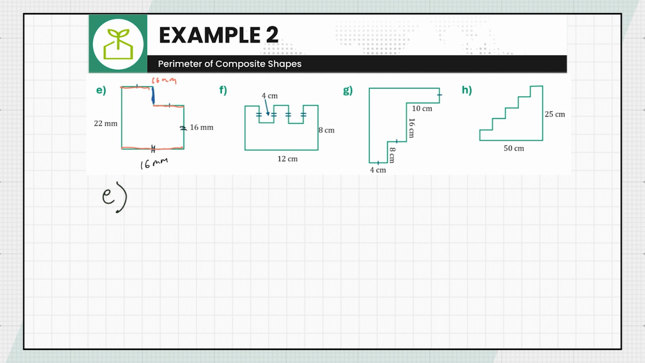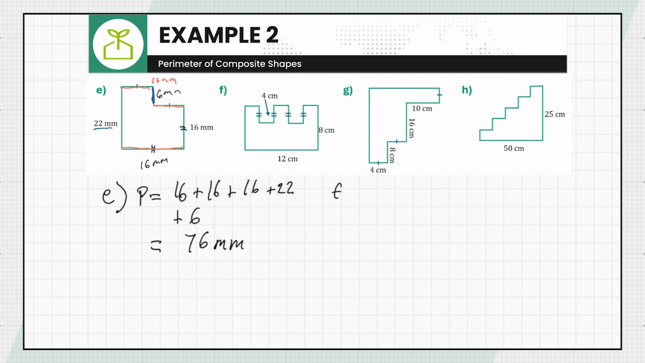Now, in order to find that out, we know that the total length here is 22, and all we need to do is take away 16. So if we do 22 minus 16, we will get 6 millimeters. Now that we have that information, we can solve for our perimeter, which is going to be equal to 16 plus 16 plus 16 plus 22, and then add on our final 6. Okay, and that's just going to be equal to 76 millimeters.